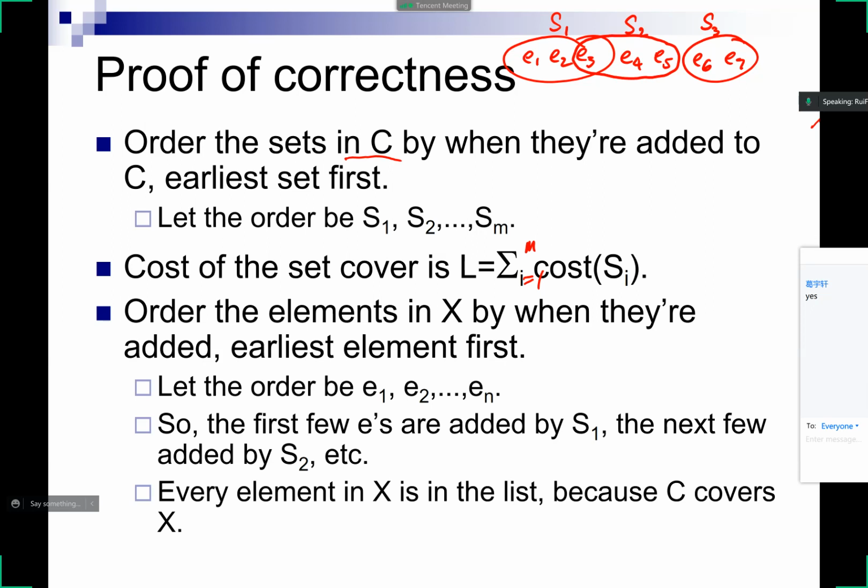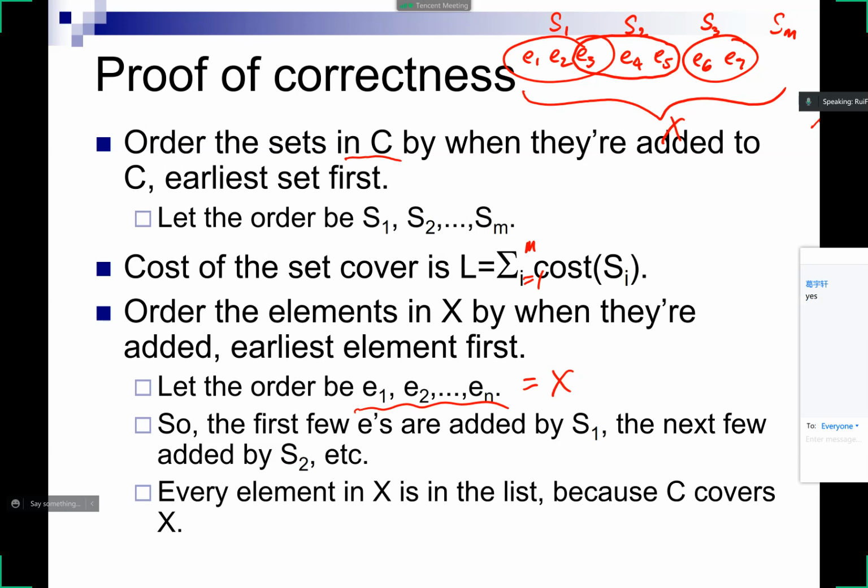Now, one thing we know is that we picked a total of m sets. If you look at all of the elements covered by these sets, we know that this is all of the elements in X, because all of these sets together form a set cover, so they cover all of the elements of X. That means that if you take all these elements E1 up to En, then this is equal to the set X.